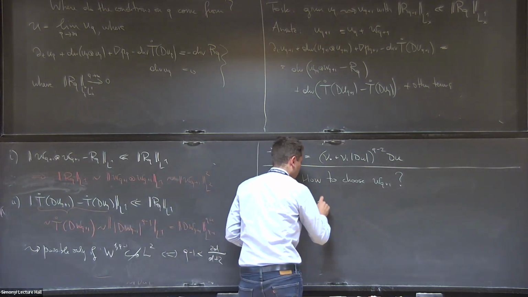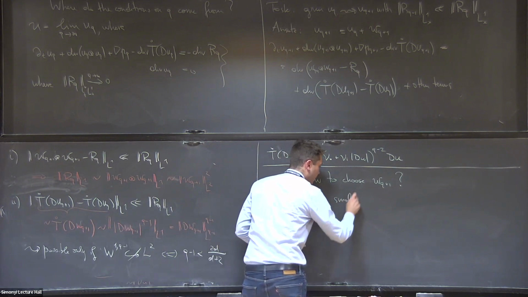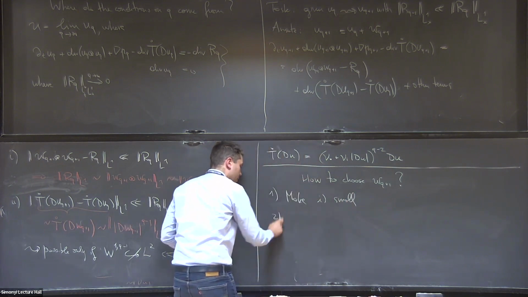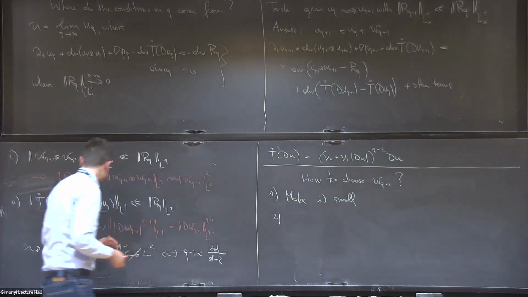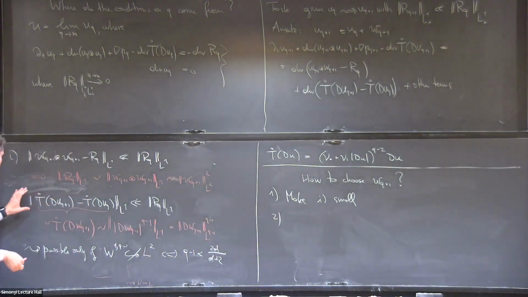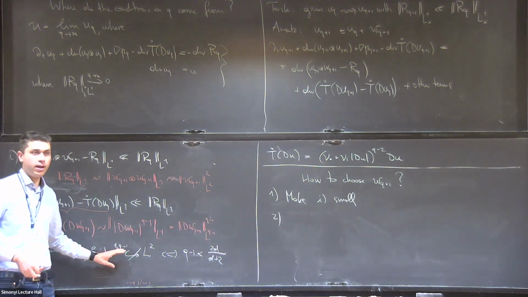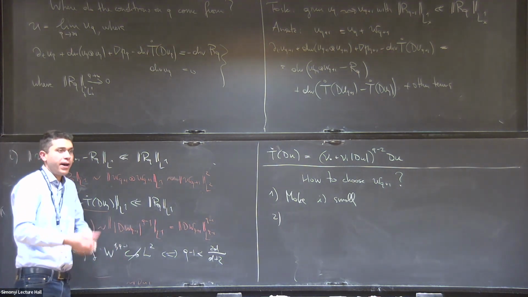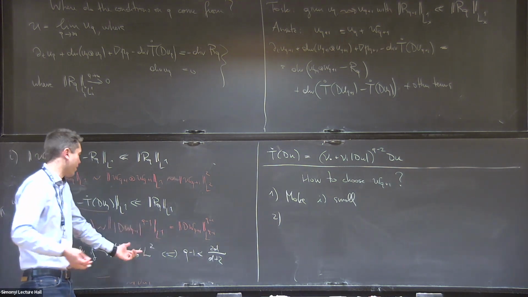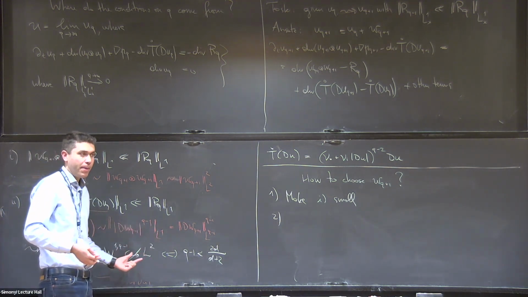So make I small. This will be my first step. And the second step I want to discuss is how, to achieve also this point 2, we need this Sobolev embedding to fail. So the second point is how do we find an example? So how can we prove that this Sobolev embedding fails?